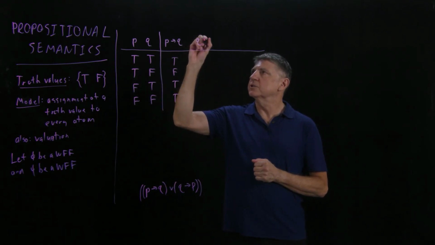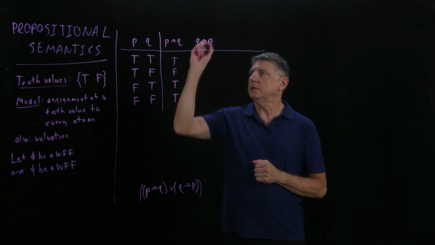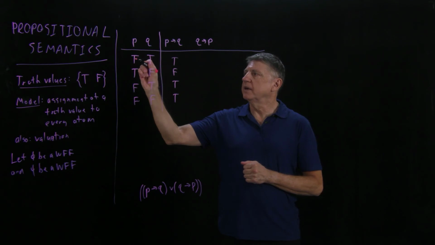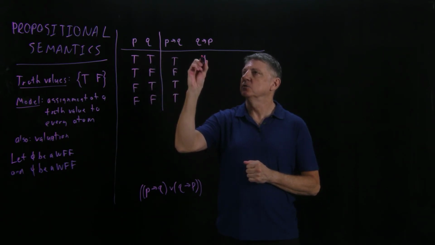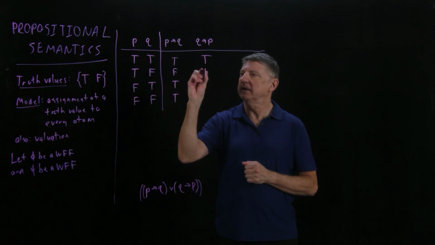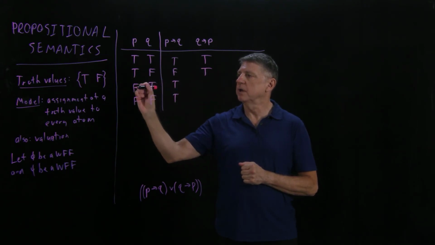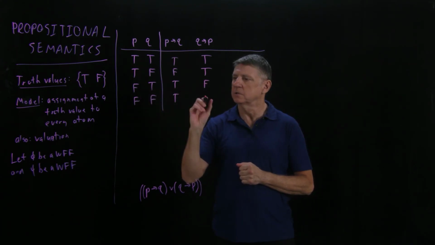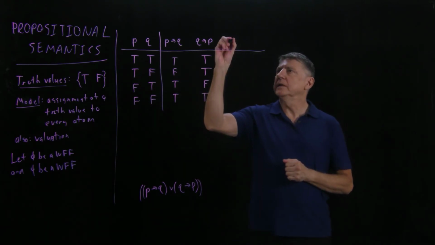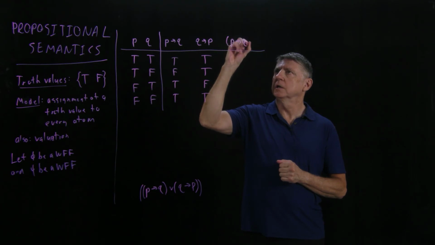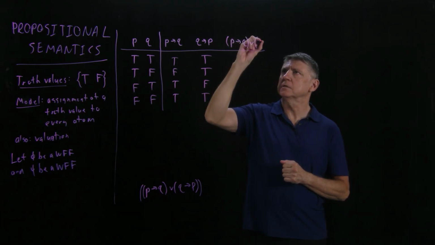The right disjunct is Q implies P, and here we have to take care. True implies true, that is true. False implies true, that is true. True implies false, that is false. False implies false, that is true. And we can now form the disjunction of these implications.